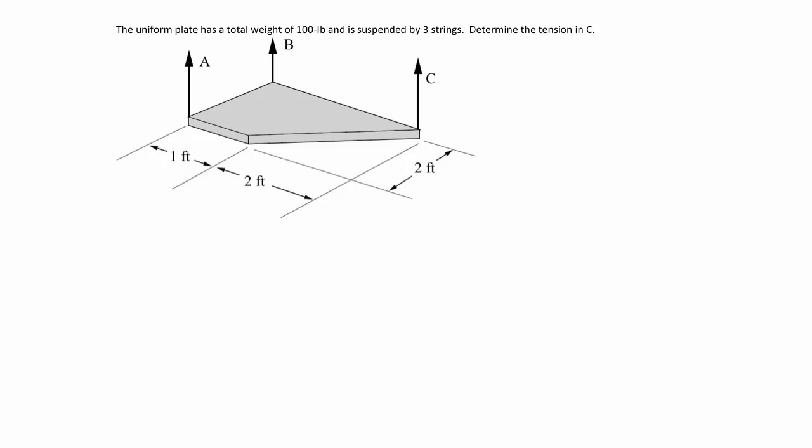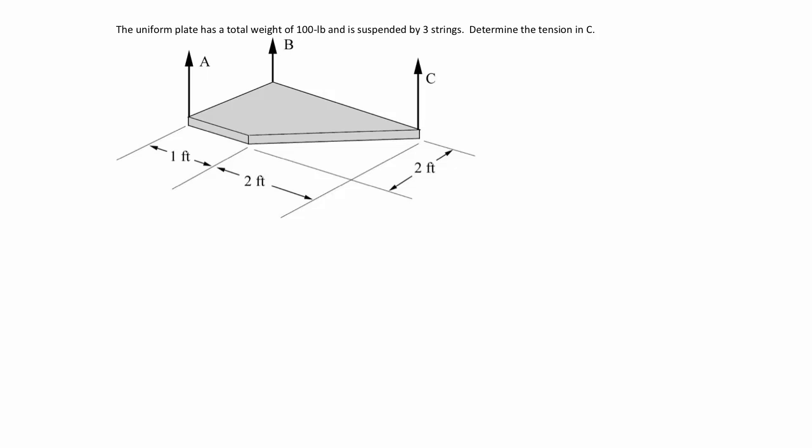Okay, so here is another table method problem. This is an equilibrium problem. And we have this plate that weighs 100 pounds. It's suspended by 3 strings, and we want to find out the tension in those strings.